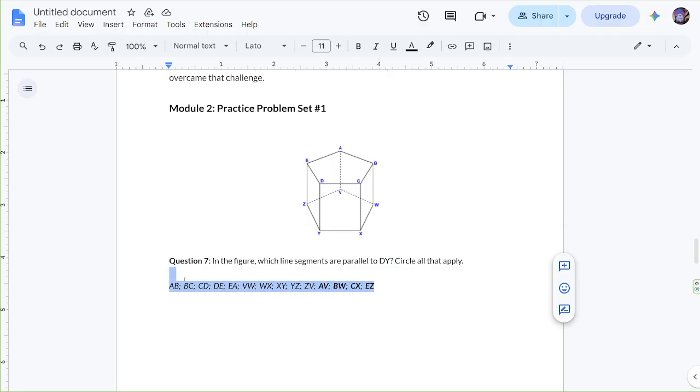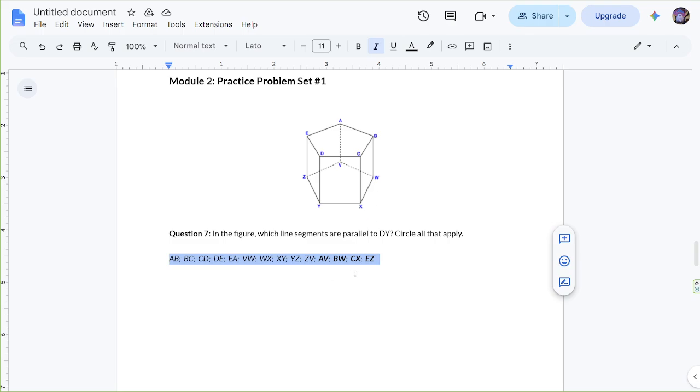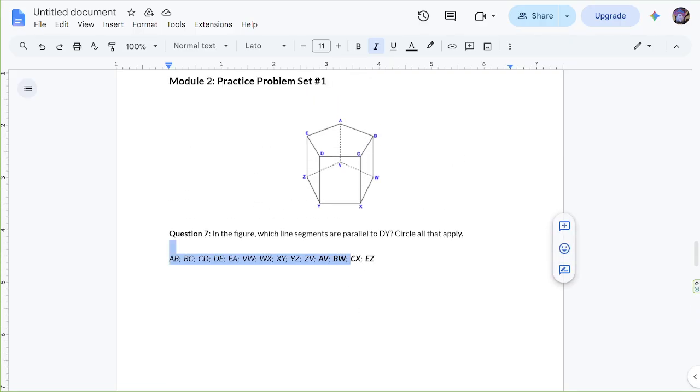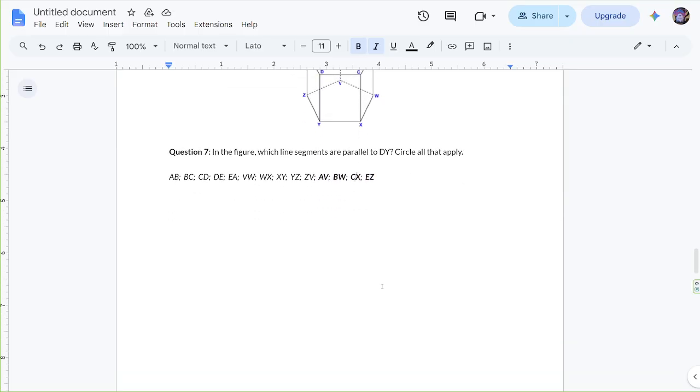I go one by one, so, you know, I look and see, all right, AB, that doesn't look parallel. BC, that doesn't look parallel to DY. So it takes a while to go through all of these. Sometimes I get lost, sometimes I lose what spot I'm in. So it just takes a while for me to do, since there's like 10 of these right here. But this one is a little easier because all of the correct ones are at the end, which makes it a little better.